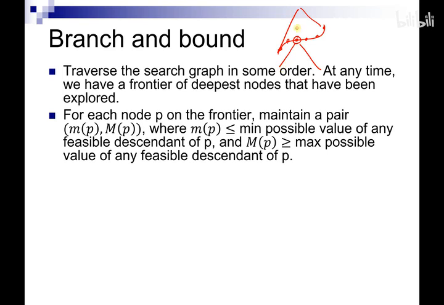come out of this node P, all of the possible descendant nodes from node P, then little m of P is going to be less than the minimum value from any of these descendants of P. And big M of P is going to be larger than the values of all of these descendants. So this is like a lower and upper bound on what kind of values you can possibly encounter among these descendants.